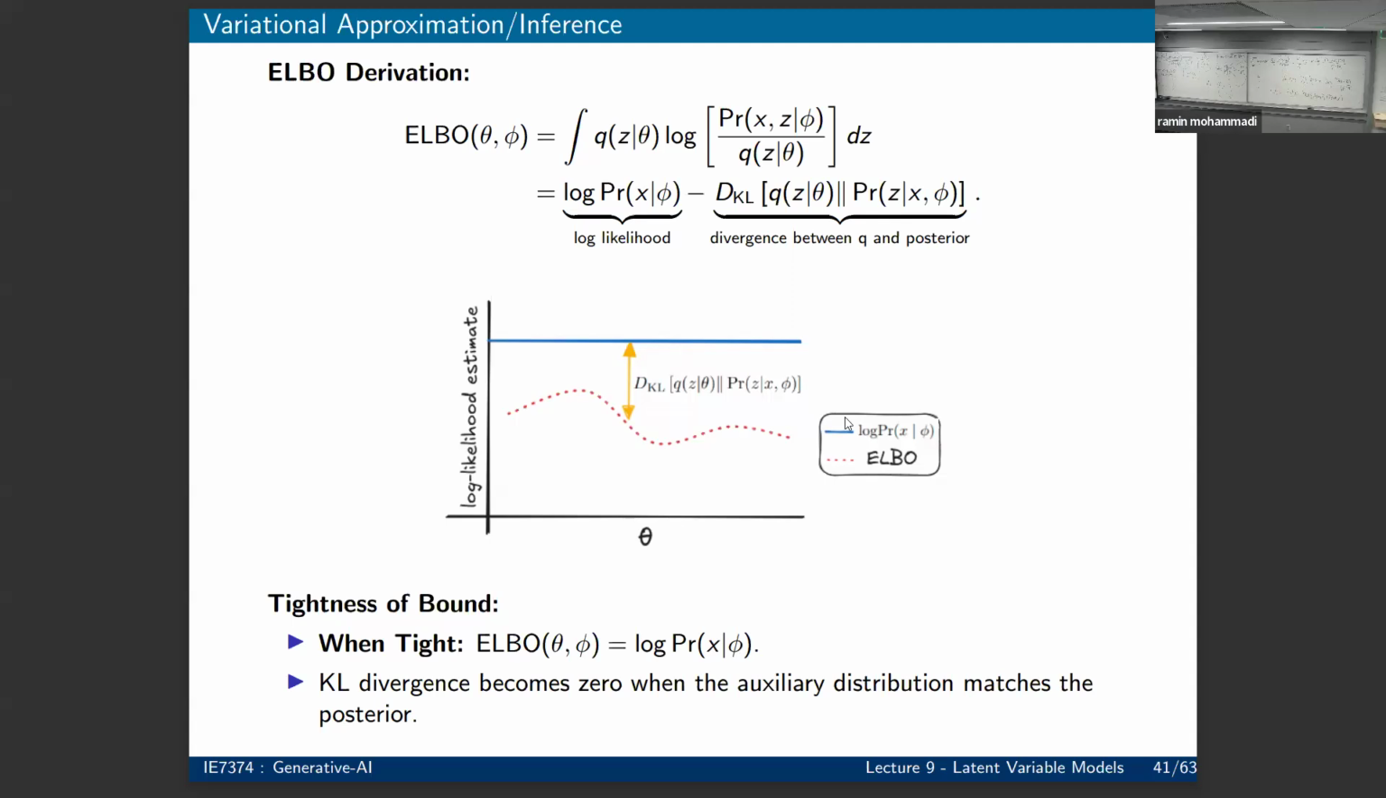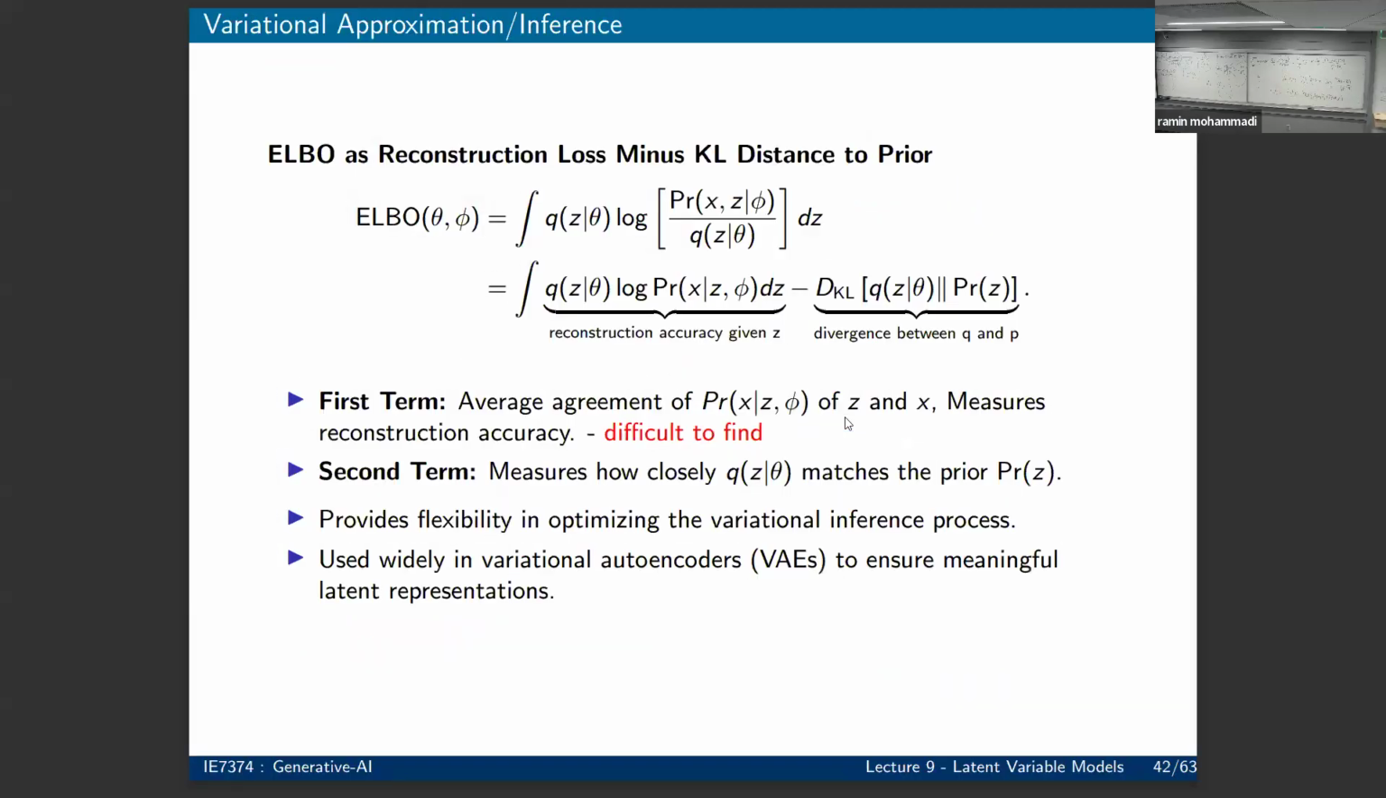Now the third definition of ELBO is when you switch the order. So instead of writing it as a likelihood of Z given X, you write it as probability of X given Z and phi, for example, times the prior of Z. You write it the other way around, and do the same thing, basically expand this.